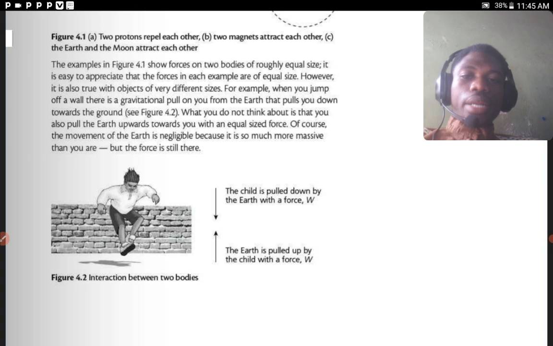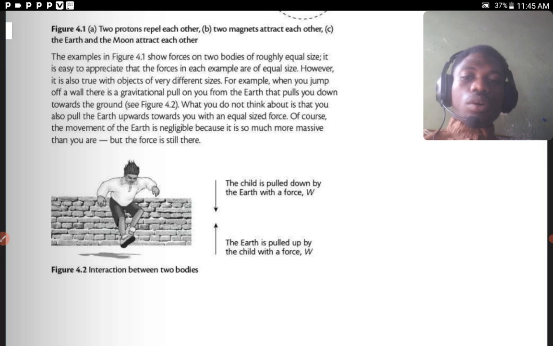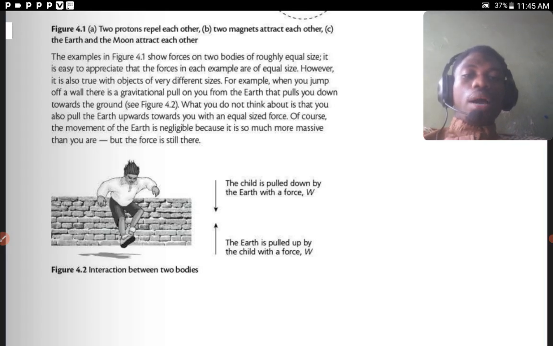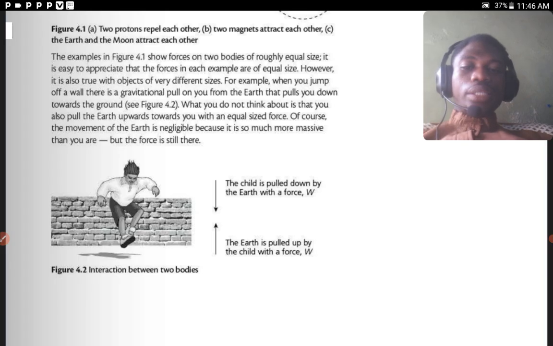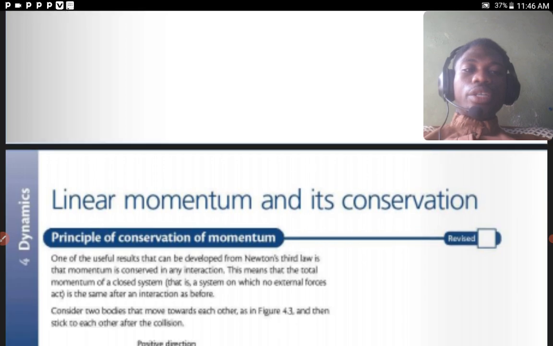Good. So you see an illustration of Newton's third law of motion. You see that the child is being pulled down by the earth with a certain force. That force is the weight of the boy. Then the earth is pulled up by the child with a force W, which is the weight of the boy also. As a result, you see that the force acting down is equal to the force acting up. So that is the action and reaction pair.